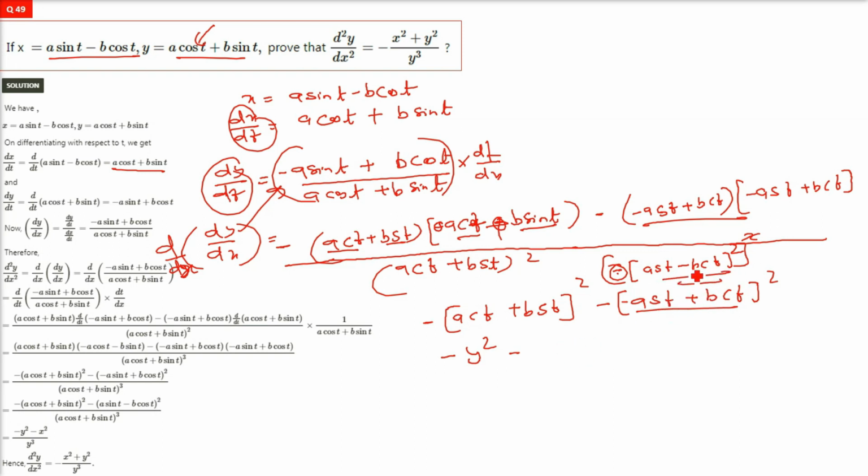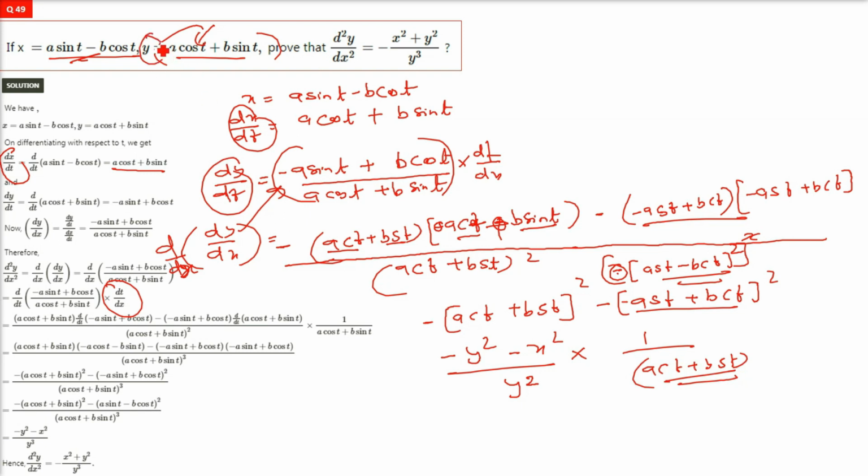So first term was y, it was minus y square. Second term is x, so it will be minus x square. Denominator we have already y, so you can write y square here. Now this is not all, we have something else here. As I said, dt by dx also needs to be included. This dx by dt is already there with us. dt by dx is 1 by that thing, which is a cos t plus b sin t, is nothing but y only. This is y only, so it will be y cube in the denominator.